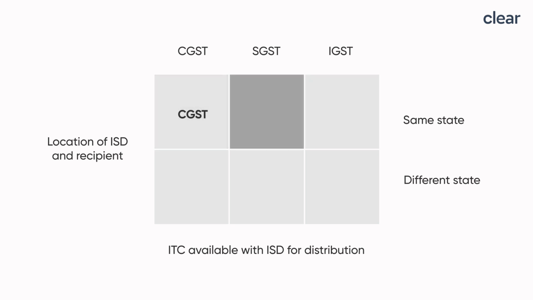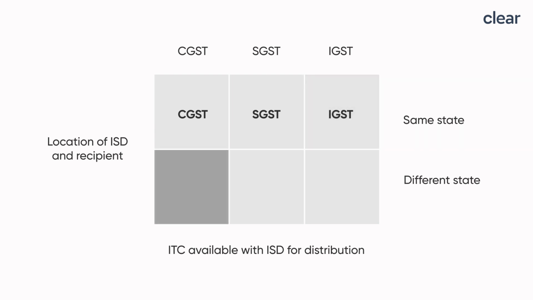In the second scenario, where the location of both ISD and recipient is in the same state, the SGST credit can be distributed as SGST only. In the third situation, where ISD is located in the same state as recipient and has received IGST credit, he can distribute it as IGST.